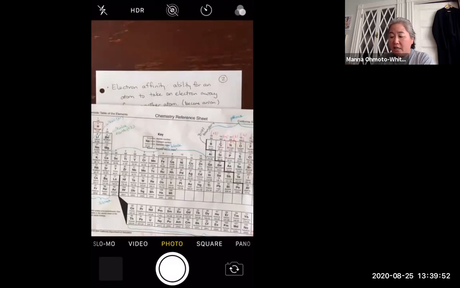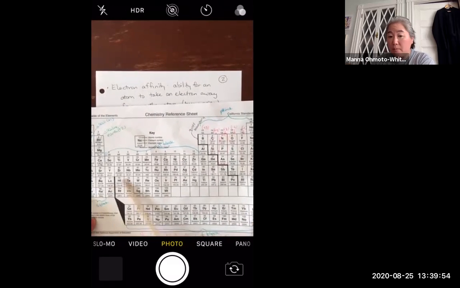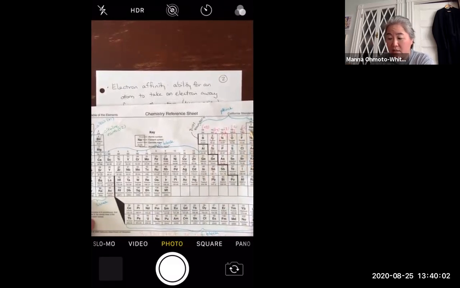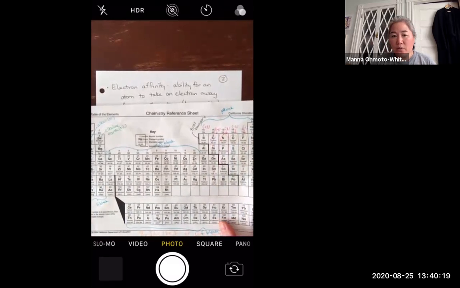So remember that as I go from francium to helium, my Z-effective increases. So as I go from francium to helium, my atomic radius will decrease. As I go from francium to helium, my ionization energy will increase. As I go from francium to helium, my electron affinity will increase. And as I go from francium to helium, my electronegativity will increase as well.